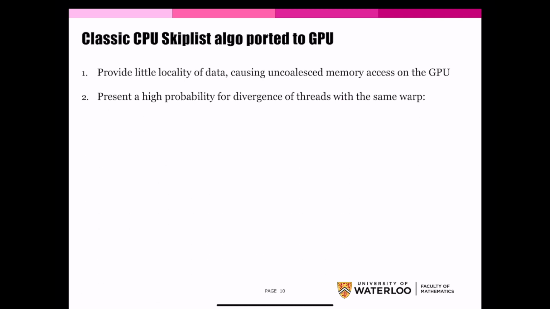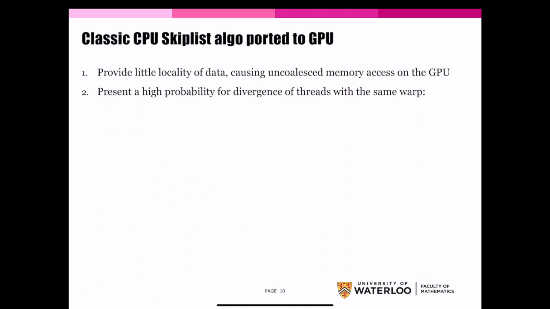As we can see, the previous classic CPU skip list algorithm ported to the GPU provides little locality of data, causing uncoalesced memory access on the GPU. Since it is a linked list data structure, we cannot control the memory location which stores keys. It also presents a high probability for divergence of threads within the same warp.